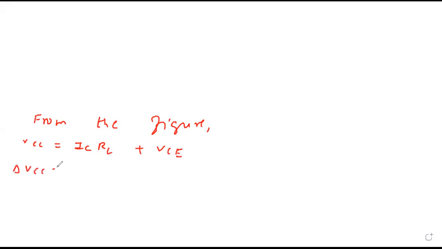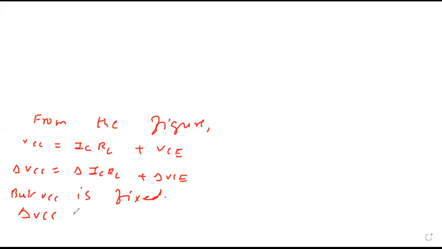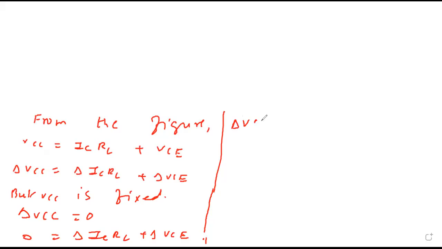So change in VCC should be change in ICRL plus change in VCE. But VCC is fixed, it is a battery. So change in VCC should be 0. So I can say 0 is the net change in ICRL and VCE. This means change in VCE is minus of ICRL. VCE, meaning output voltage, is minus ICRL.